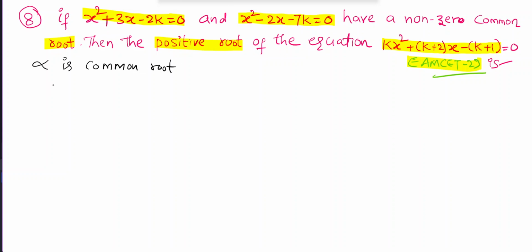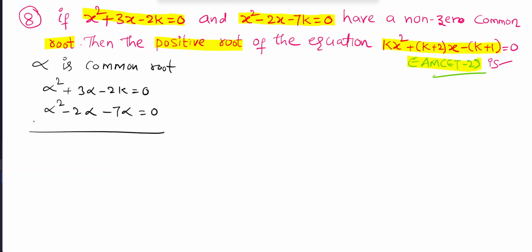Substituting in those equations, alpha square plus 3 alpha minus 2k is equal to 0 and alpha square minus 2 alpha minus 7k is equal to 0. Subtracting these two equations, minus plus, this is plus. Here alpha square cancels, 3 alpha plus 2 alpha, 5 alpha, minus 2k plus 7k, this is plus 5k is equal to 0. Take 5 common and cancel. From this alpha is equal to minus k.